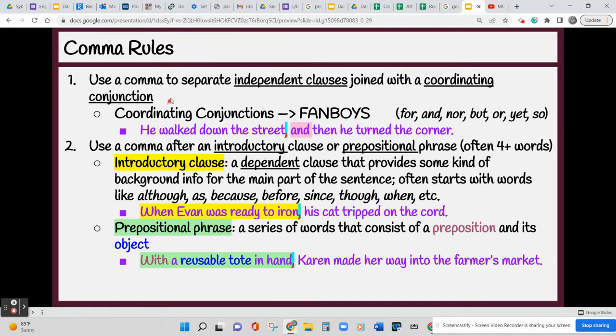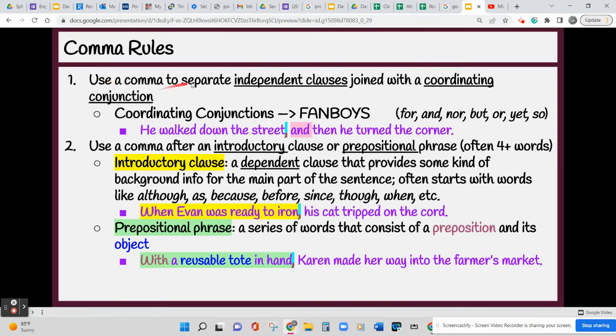If you know your parts of speech, conjunctions are words that are used to join parts of sentences together. Coordinating conjunctions are fanboys. There's only these ones that you need to know for coordinating conjunctions. F stands for, A for and, N for nor, B for but, O for or, Y for yet, and S for so. If you can memorize these, you already know all of your coordinating conjunctions.